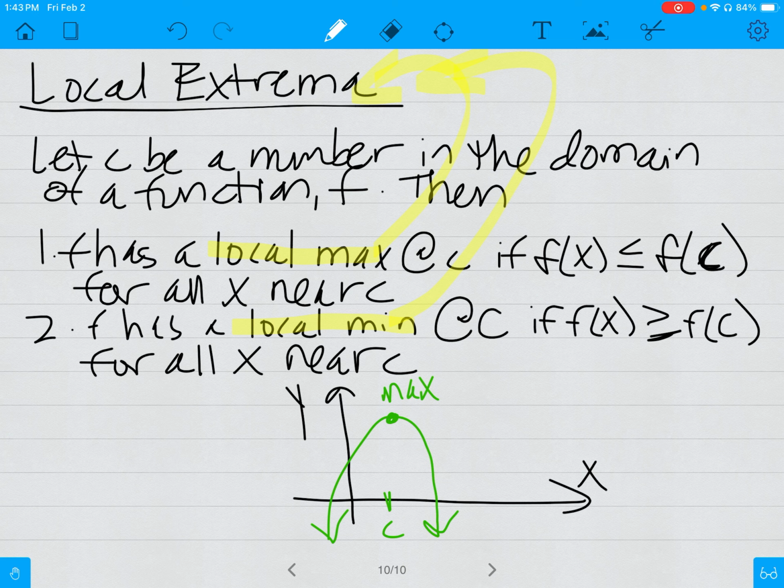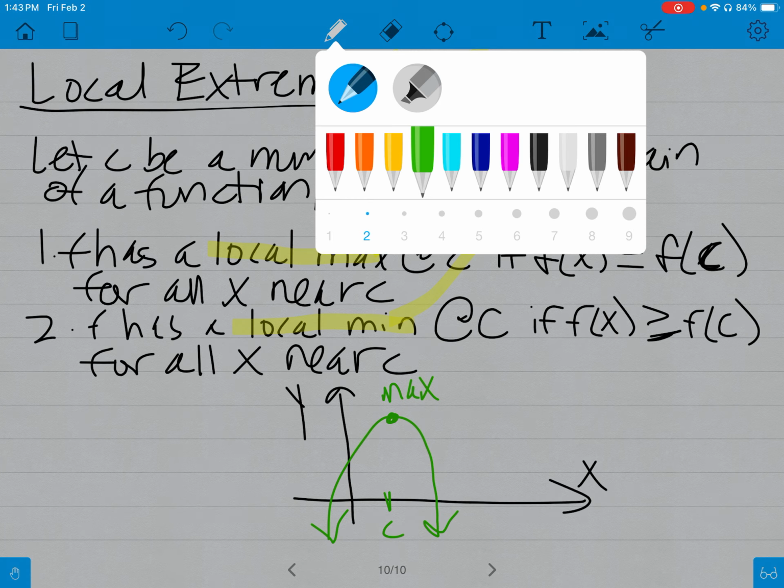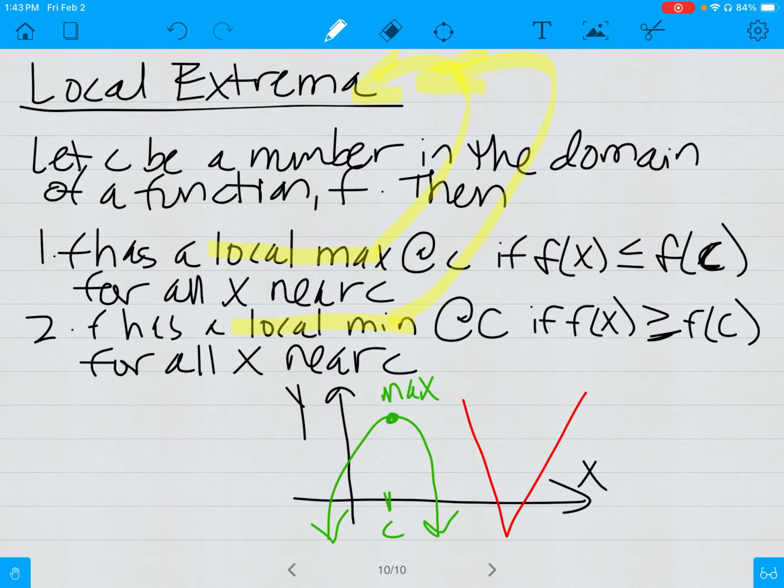Similarly, if f has a local minimum at c, everything else except for the value at c has to be bigger for all x nearby, right? So if we had, let's say, an absolute value function, and again, here's my vertex. Okay, well, that's my minimum. And I can see that that's my minimum because everywhere else, aside from at f of c, that function is bigger than the value at the vertex. And so that's my minimum. Okay, so that's the idea with local extrema.